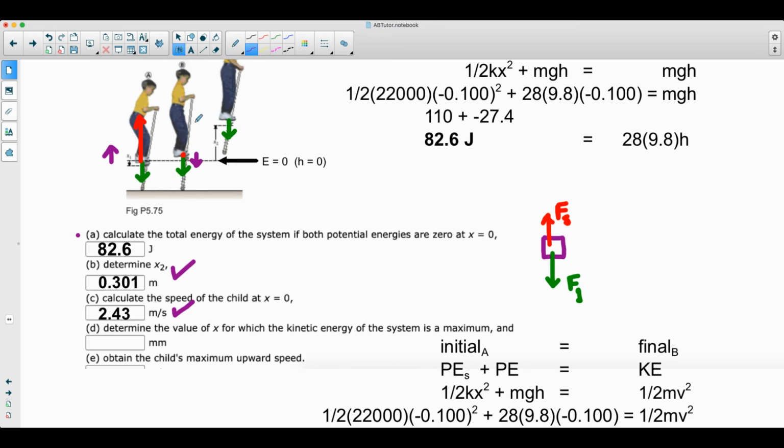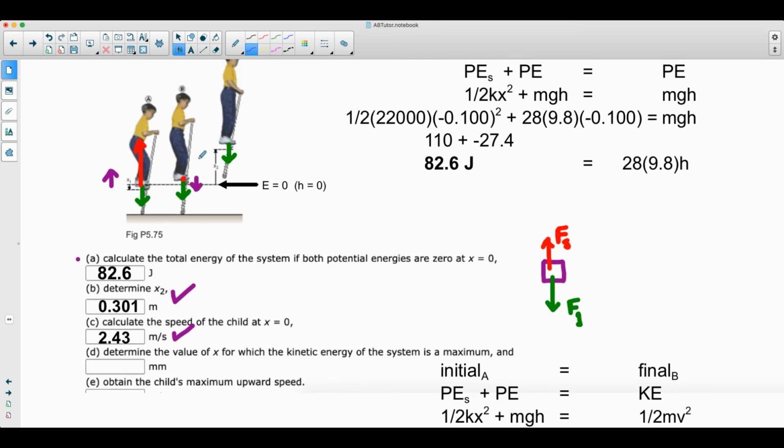However, he has speed at this point, so even though he's accelerating down, it's like throwing a ball up in the air. He has speed upward, acceleration downward. He'll still rise, but he's going to slow down, hit a peak, and come back down. So let's continue over here.